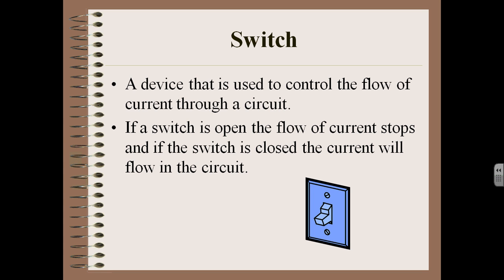A switch is another part of a circuit. Switch is something that we're very familiar with. We use them all the time when we want to turn lights on and off in a room. It is a device that is used to control the flow of current through a circuit. If a switch is open, the flow of current will stop. If the switch is closed, then the current will flow in the circuit. And we're going to use a switch, an example of a switch, in the simple circuits that we will be building this week.